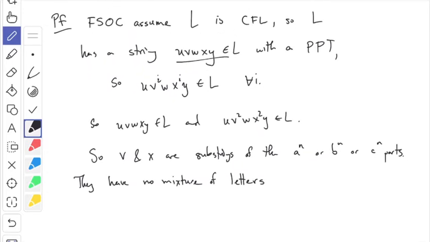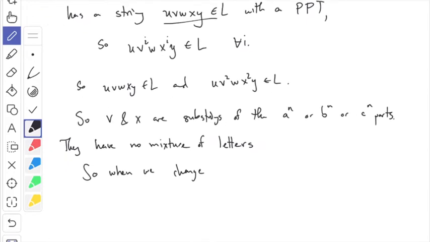I don't remember how to finish this off. I'm pretty much done here. To derive the contradiction, this is very much like the ones we did last time. You have to imagine when you pump the parse tree, when we change from UVWXY to UV squared WX squared Y, how does that change the various letters in the string?